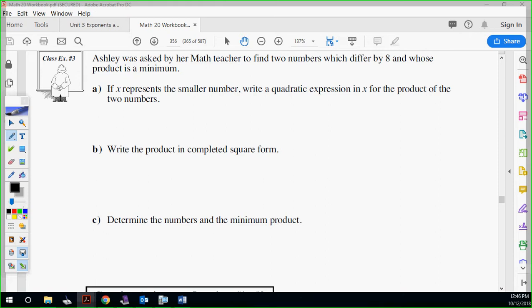So we're going to say x represents the smaller number. So it's going to be x times x plus 8. That's what that's saying. x represents the smaller number. Write a quadratic expression for x, the product of the 2 numbers that are 8 apart. So that's it, right?